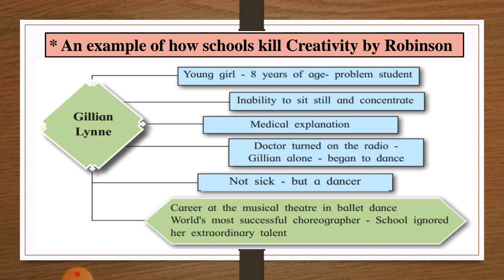And because of being alone in a music-filled room, that young Gillian, she began to dance. After observing her action through the window, the doctor announced to her mother that Gillian was not sick, but she was a born dancer. So now at the age of 92, Gillian had developed a long career in ballet dance at the musical theatre, and she became world's most successful choreographer also.